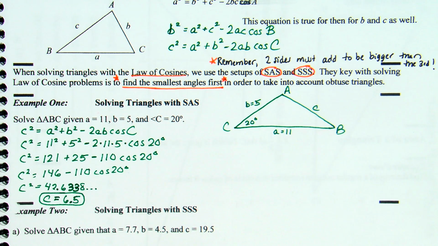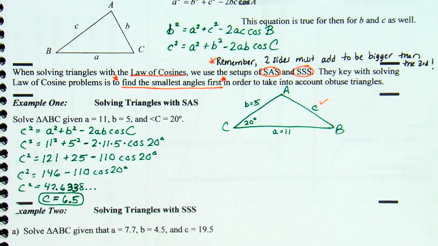And we were getting ready to move on, and then the bell rang. So, at this point, we have found side C, if you will. We still have to find angle A and angle B. We know sides A, B, C, and we know angle C. What do you want to find and how?